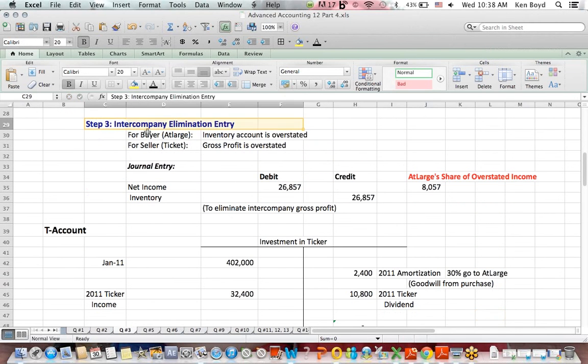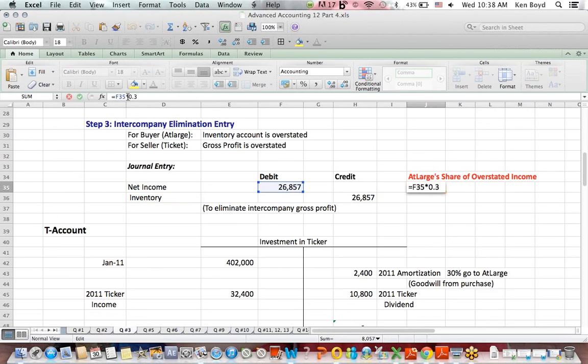So we have an elimination entry for the buyer. Inventory is overstated because they have it on their books at an inflated price. For the seller, the gross profit's overstated. So in consolidation, we need to debit to reduce net income. We need to credit to reduce inventory. At large, the buyer's share of that income is 30%. So 30% of this journal entry is going to go toward income that's overstated.